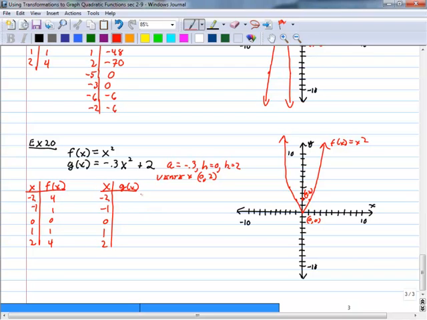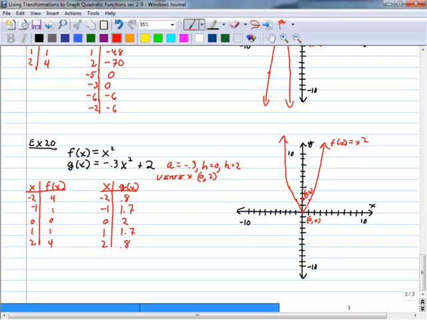So if I plug in -2, I get -2 squared, which is 4. 4 times 0.3 is going to give me 1.2, and it's negative. And then plus 2 is going to give me a positive 0.8. So 1 squared is 1 times -0.3 gives me -0.3, plus 2 gives me a positive 1.7. If I plug in 0, I get 2 out. If I plug in 1, I'm going to get that 1.7 again. And if I plug in 2, I'm going to get 0.8 out.